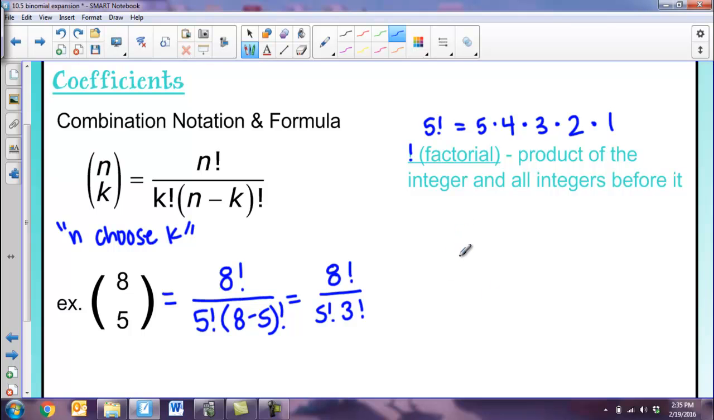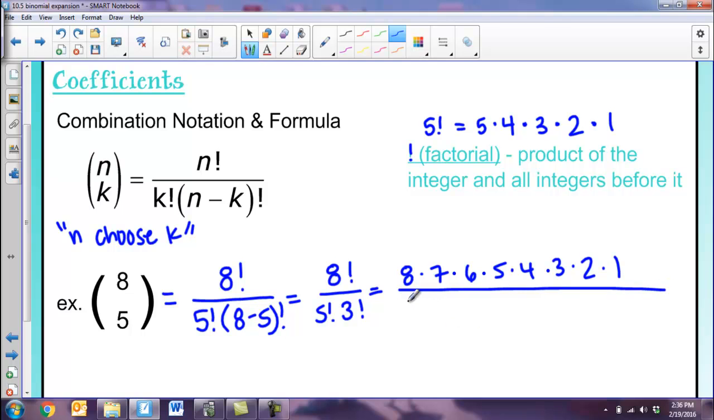Okay, so if I was to write this out, my 8 factorial would just be 8 times 7 times 6 times 5 times 4 times 3 times 2 times 1. And then on my bottom, I would have 5 times 4 times 3 times 2 times 1, and then 3 factorial is just 3 times 2 times 1. So the interesting thing that happens here is that if you notice, there's the same thing on both the top and the bottom as far as your 5s go.